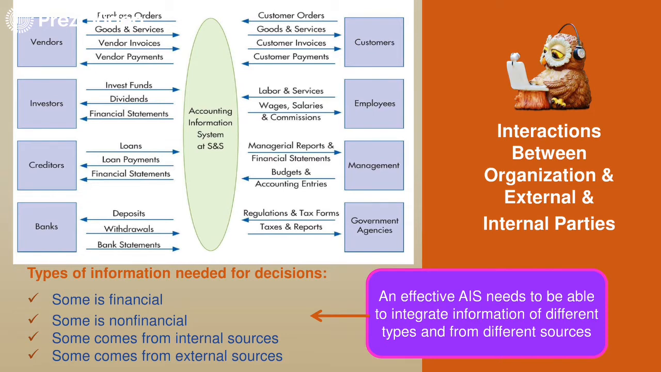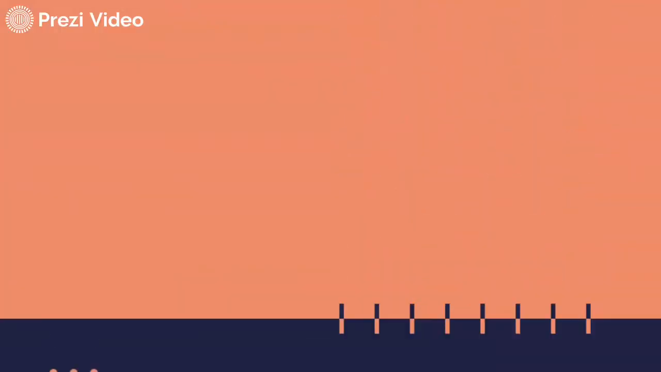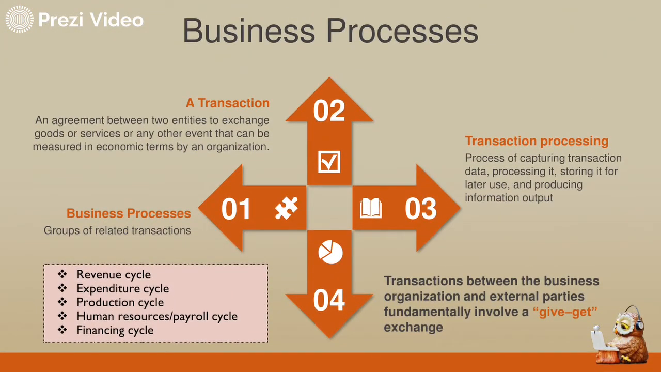Go to the next slide. So, give-get exchange. This exchange can be grouped into 5 major business processes, or what we call transaction cycles. If we look at the example from SNS, the related transactions in SNS can be grouped, and then made into the business processes.